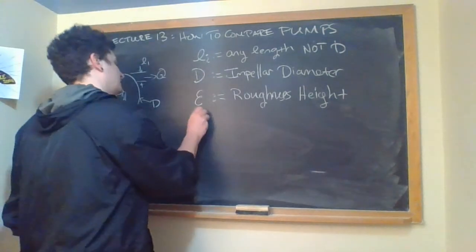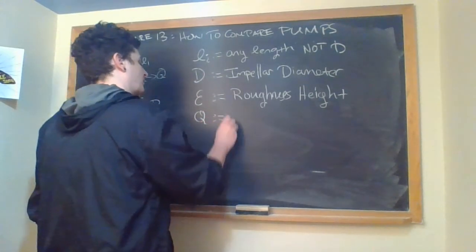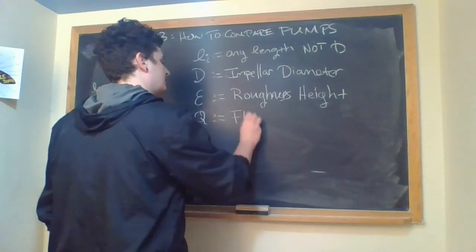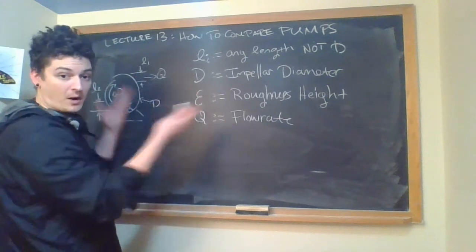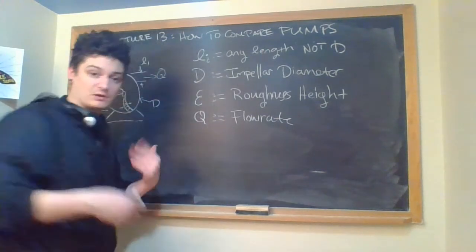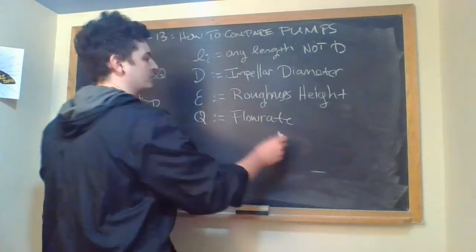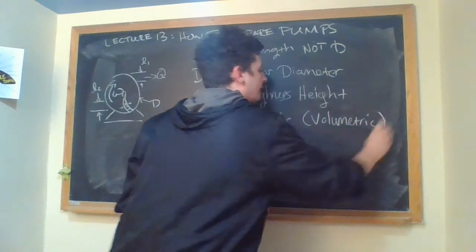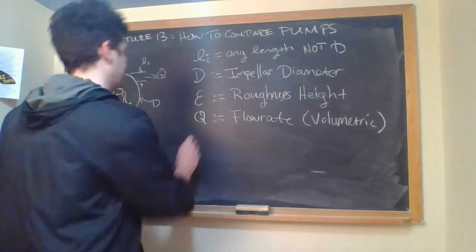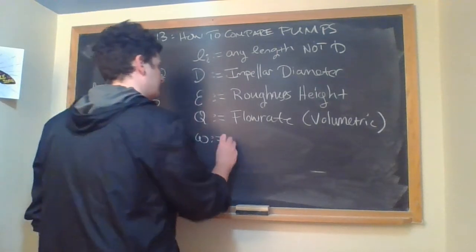What else do we have? Well, clearly a parameter is flow rate. Right, and that's sort of what the pump, your system, whatever you're requiring, there's a flow rate associated with that. This is volumetric. Okay, what else we have, and this is a big one.